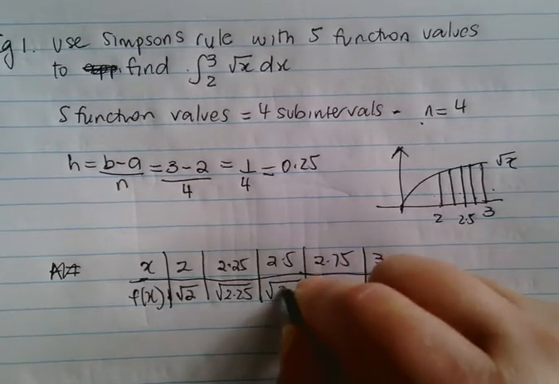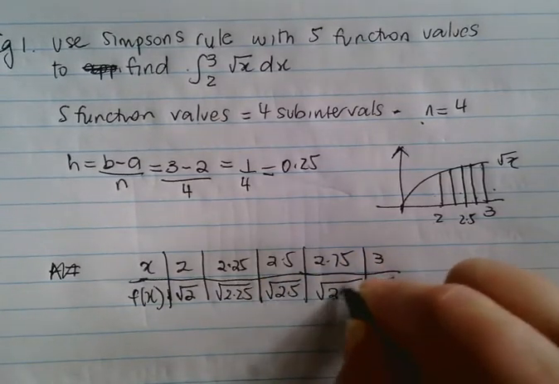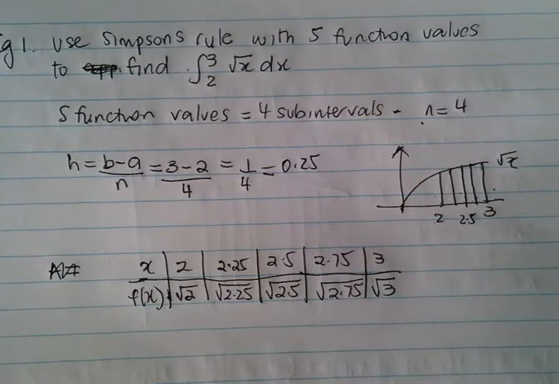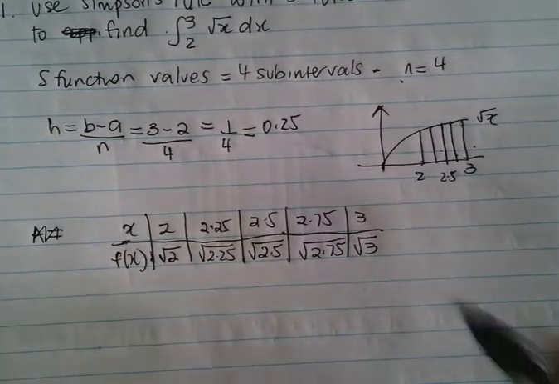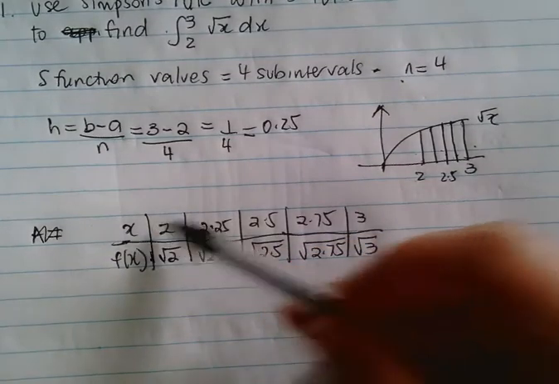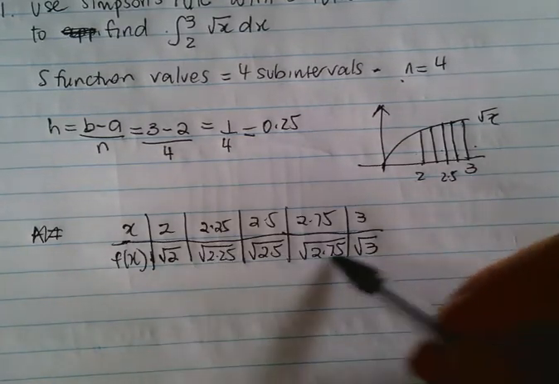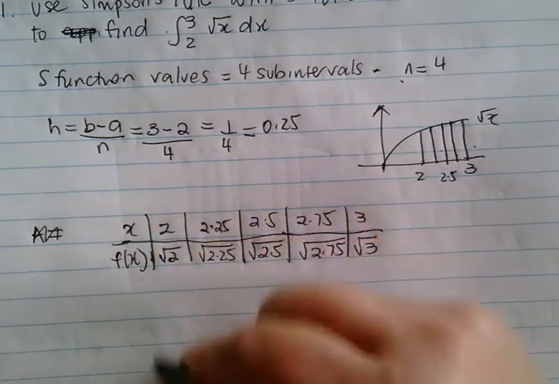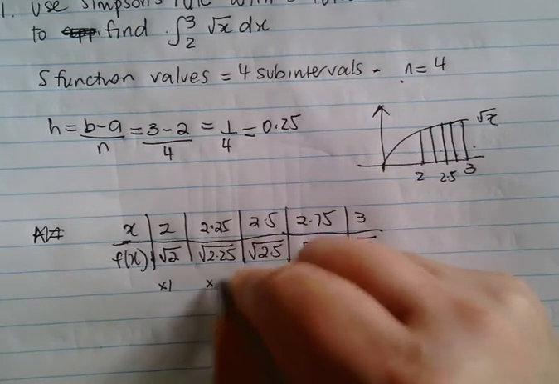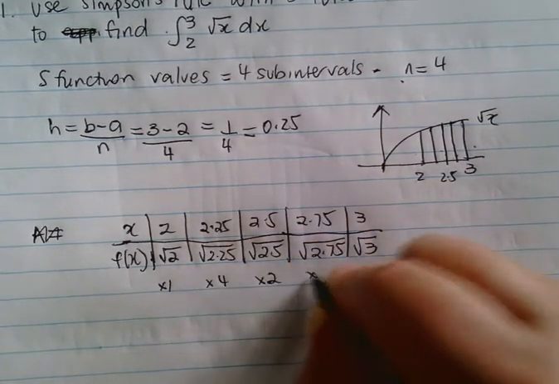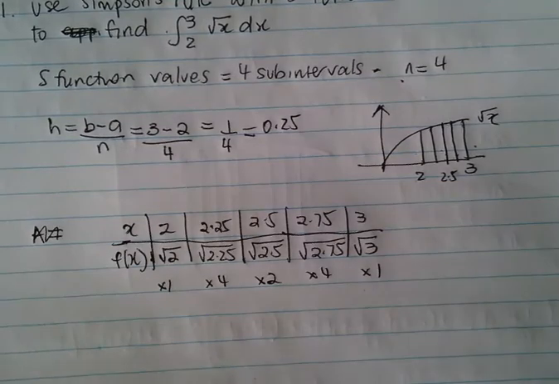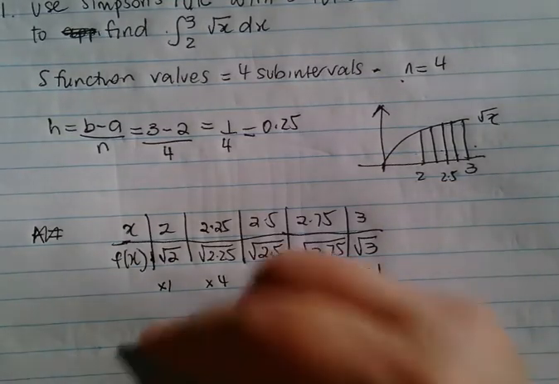Now, why don't you just write it as root 2, root 3, root 2.25. Don't write down what they are to so many decimal places, because you're going to have too many rounding errors. Function of x is root x in this case. So we've done a table of values for each x and y value, and these are your function values down here. And then we put the multiplier pattern underneath: times 1, times 4, times 2, times 4, times 1. And then I write out my formula.